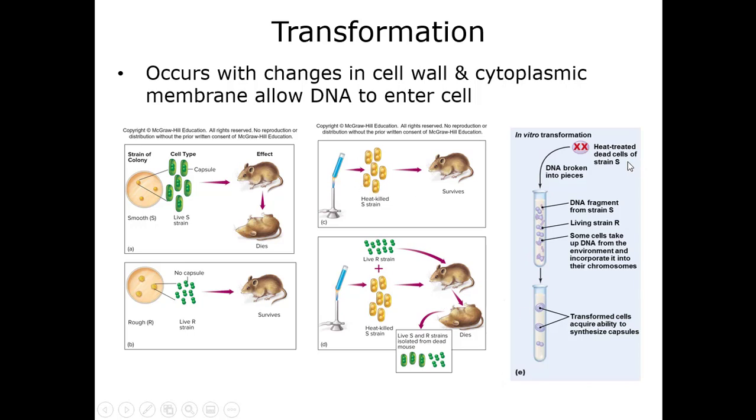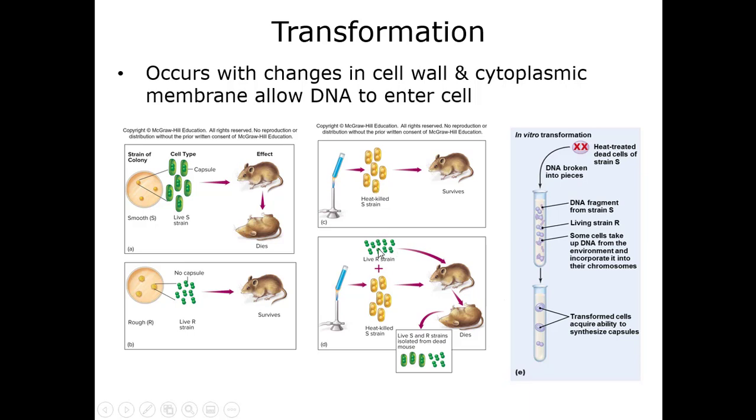Because it didn't just make a capsule for no reason. There's a gene in there that codes for how to make a capsule. And that gene went from one bacteria into that live rough strain. And all of a sudden, it can make a capsule when it didn't used to know how. That living R strain, when it was still alive, picked up the DNA on how to make a capsule. It made a capsule, and that's why the mouse died.